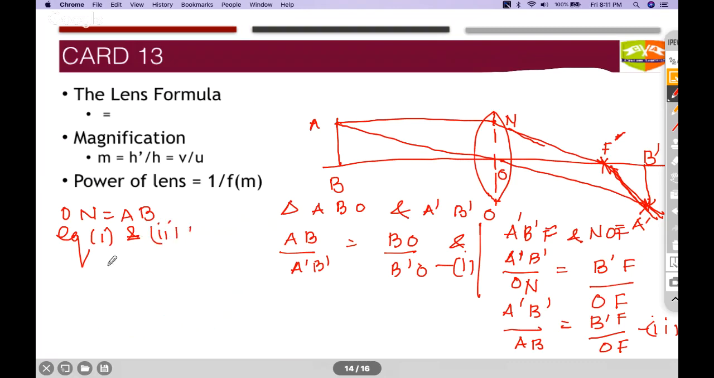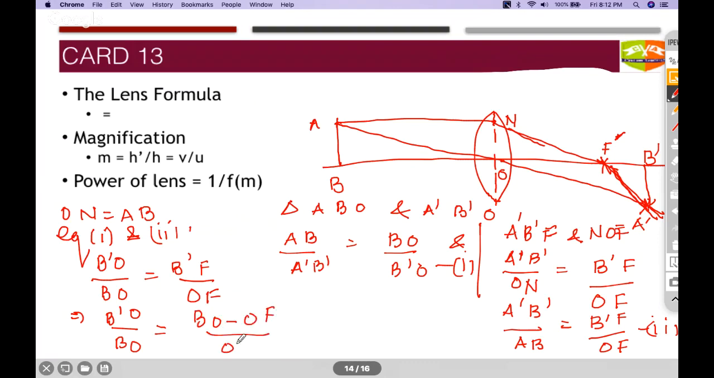I can write that BO divided by B dash O. So no, this is opposite. So I will have to write it down opposite, because here I have taken AB divided by AB dash, and here I have taken AB dash divided by AB. So I'm just taking reciprocal of it. So B dash O divided by BO is equal to B dash F divided by OF. So B dash O divided by BO is equal to B dash F, which is actually BO minus OF, divided by OF.